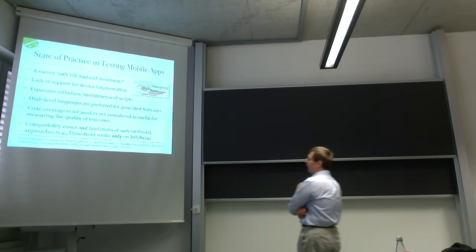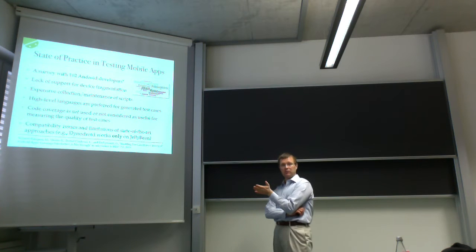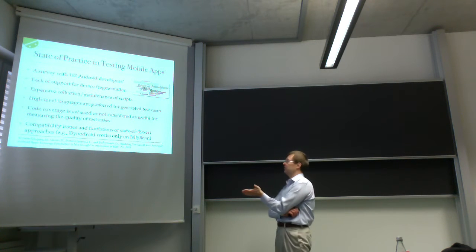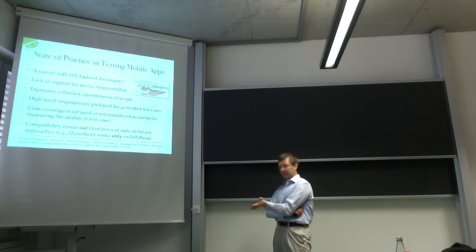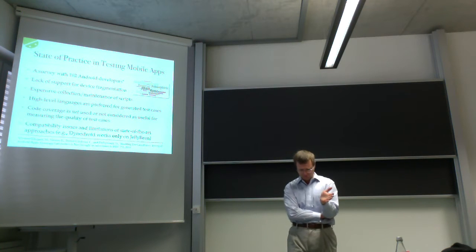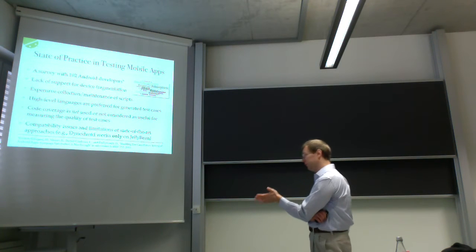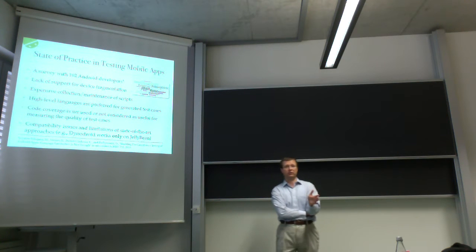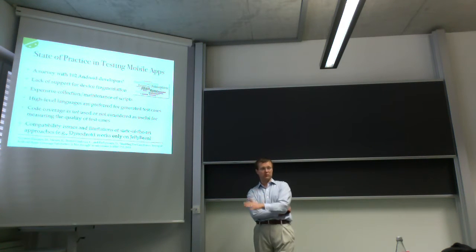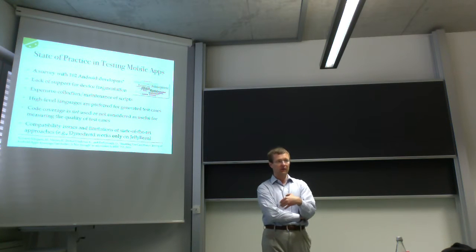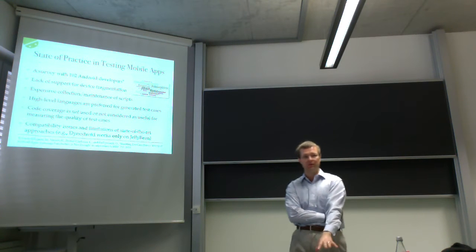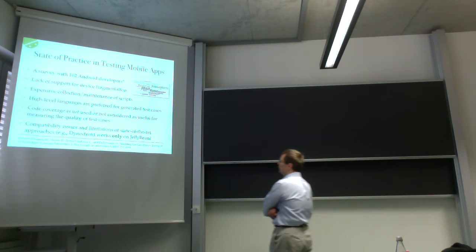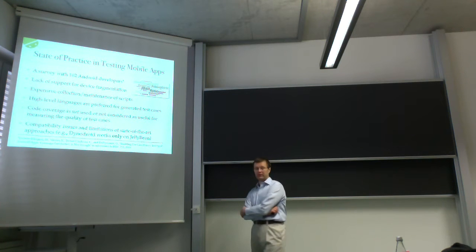So of course, they said obvious things that we expected them to say. We need support for fragmentation. Collecting these scripts is expensive. We also need to maintain these scripts. They also said we like high-level languages. We want the tool to produce scripts that we can understand. We don't want to deal with low-level events, right? We want API-level understanding of the test scripts.